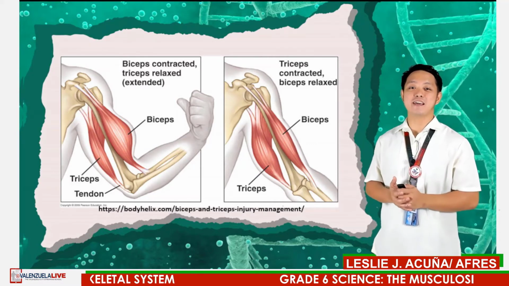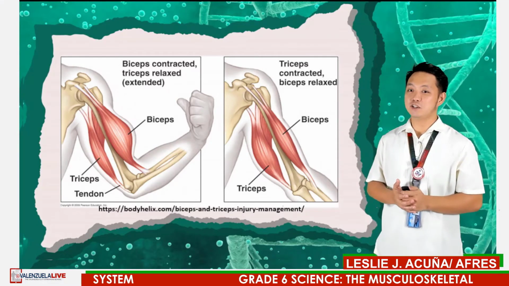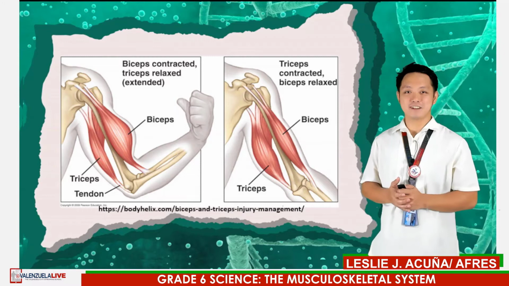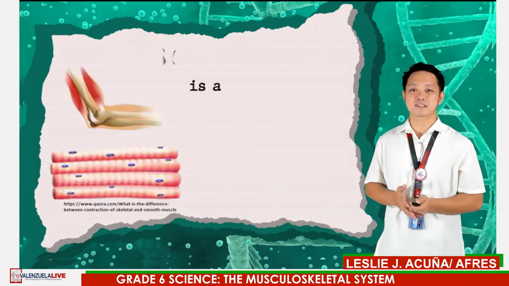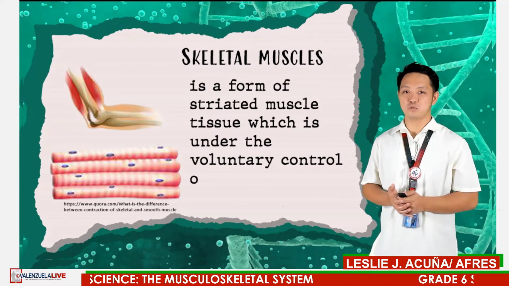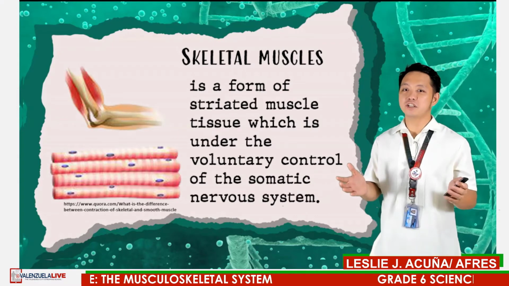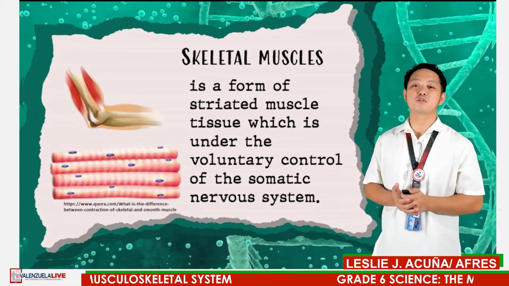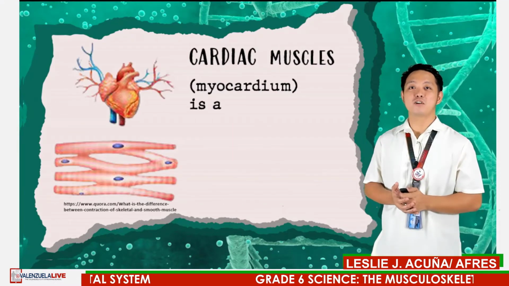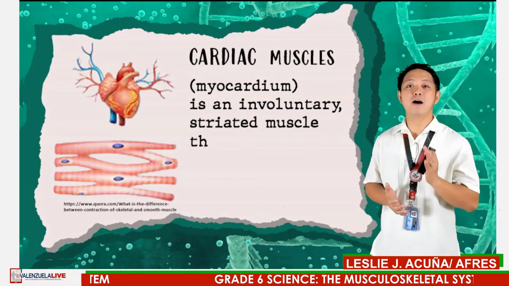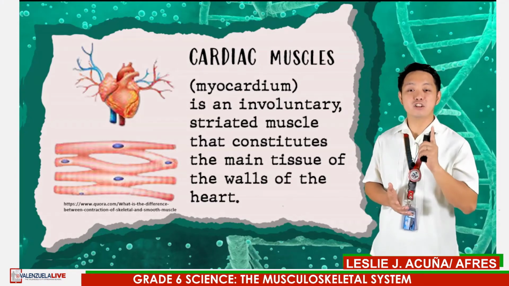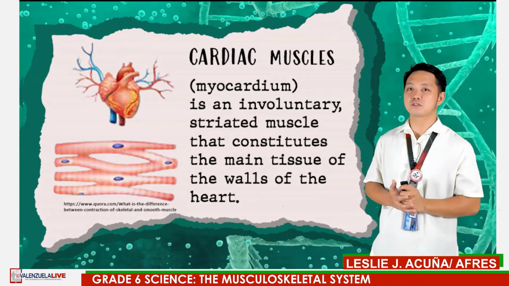There are three main types of muscles. It includes skeletal, smooth, and cardiac muscles. Skeletal muscle is formed of striated muscle tissue, which is under the voluntary control of the somatic nervous system. While the cardiac muscle, also called the heart muscle or myocardium, is an involuntary striated muscle that constitutes the main tissue of the walls of the heart.